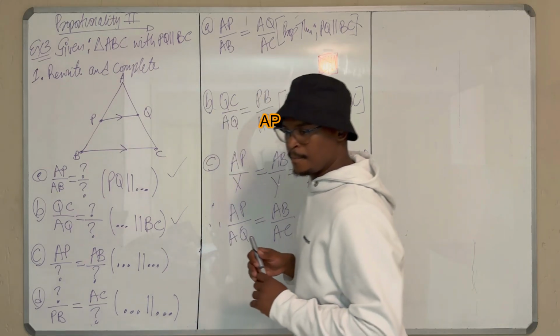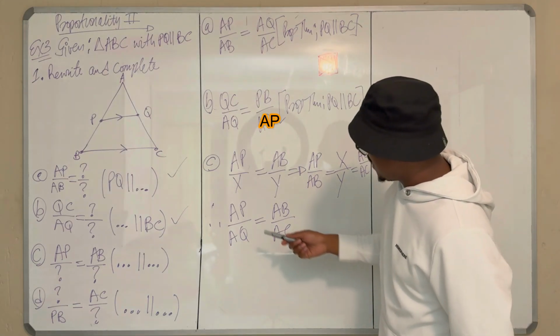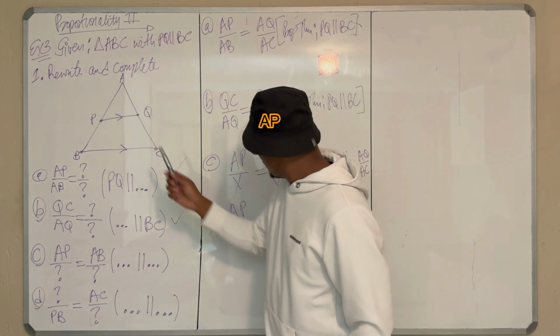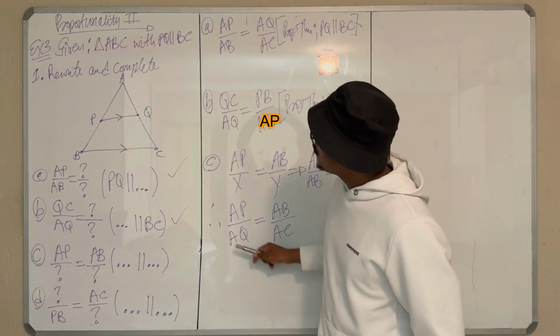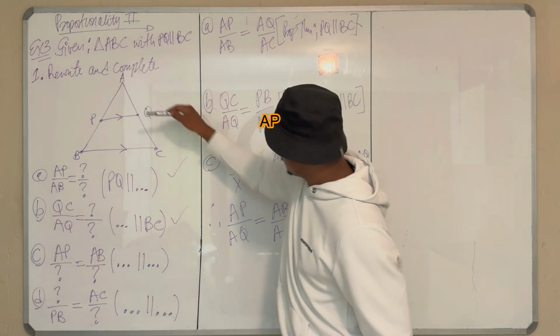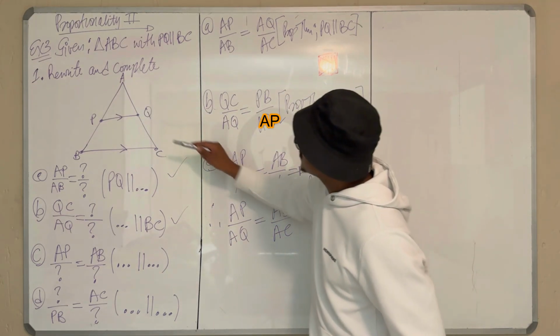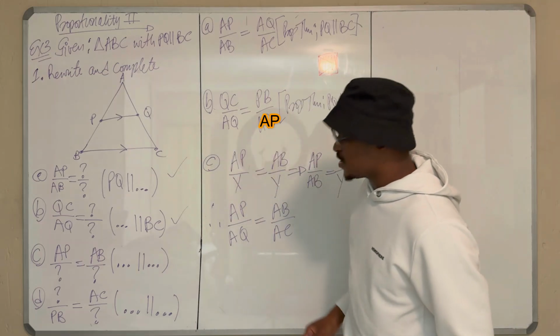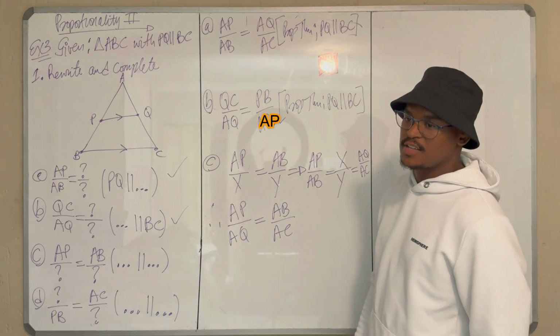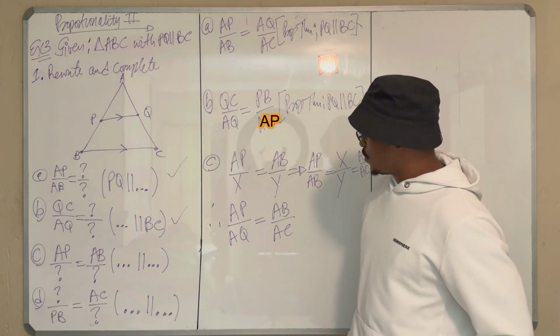Let's check if it does make sense. AP over AQ, which is over this side, should be equal to AB, which is that side, over AC, the other side. So as long as you take the ratio of the same parts, it's okay. So we're done with this one.